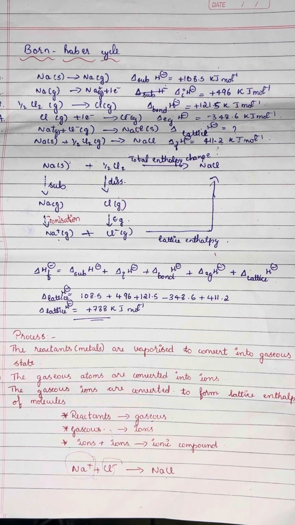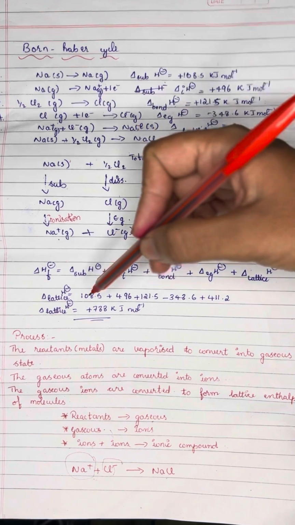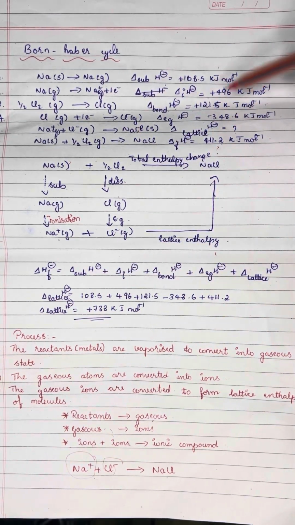This chlorine is getting converted to Cl minus gas, and here the process is the electron gain enthalpy. And Na plus will be combining with the Cl minus to form NaCl, and whatever energy is released to form the bond is known as the lattice enthalpy. After that we can calculate this lattice enthalpy of the molecule. So this Born Haber cycle is used to calculate the lattice enthalpy of these molecules. We can calculate this by applying all the other values, that is, lattice enthalpy will be equal to the sum of all the other values. So we'll be getting it as 788 kilojoule per mole.